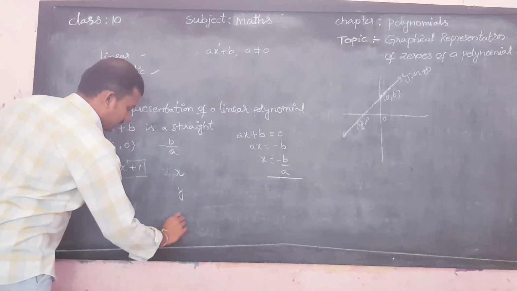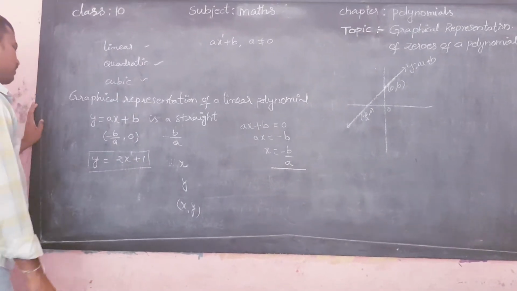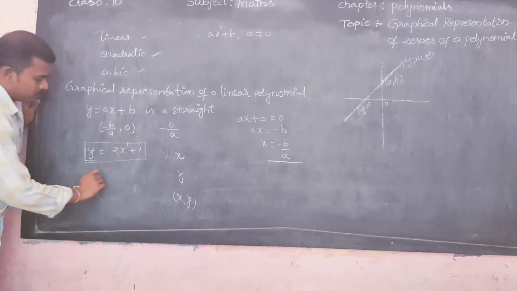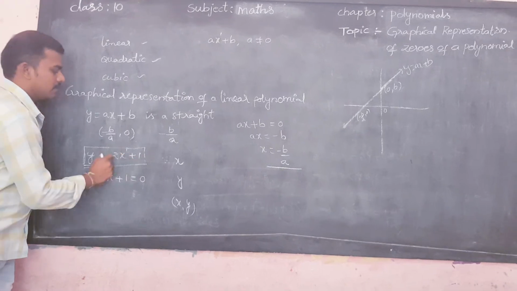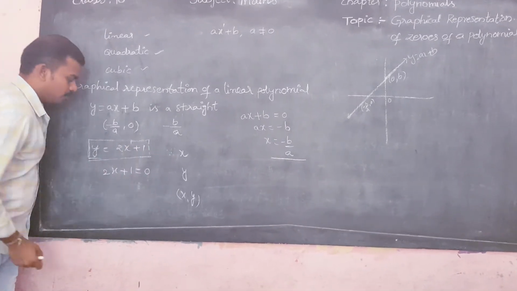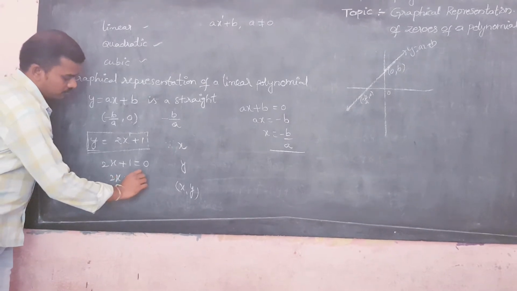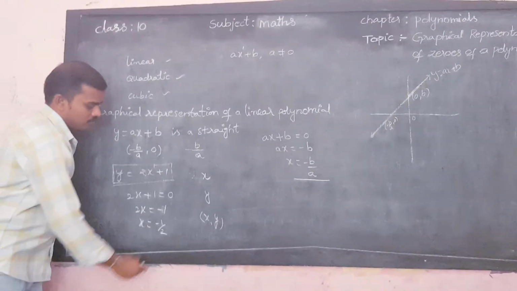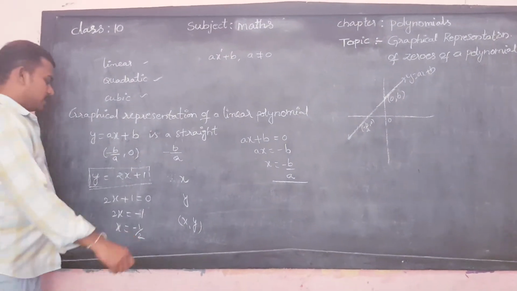We need pairs of x comma y. First, verification: 2x plus 1 is equal to 0. 2x is equal to minus 1, x is equal to minus 1 by 2. So the x coordinate is minus 1 by 2 and the y coordinate is also 0.